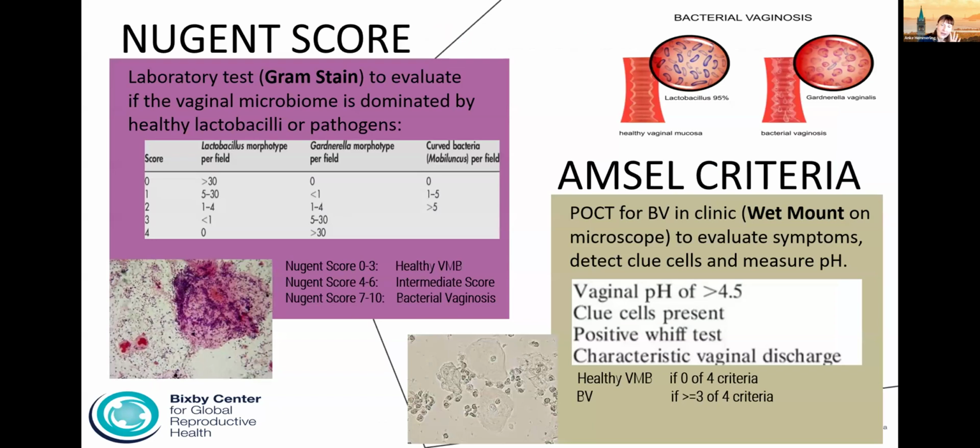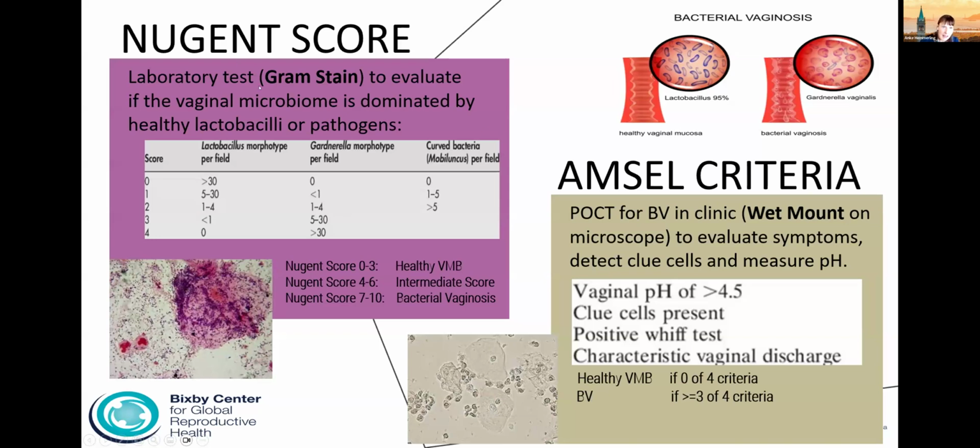What is also important to know is that for now, we are mostly relying on two tests for BV. The Amsel criteria were developed in the early 80s. It's a point of care test often used in the clinic, where you check for 4 criteria: a higher vaginal pH, a positive whiff test with KOH, vaginal discharge, and then under a microscope, clue cells, which are coated mucosal cells. If you have at least 3 of these criteria, you are diagnosed with BV.